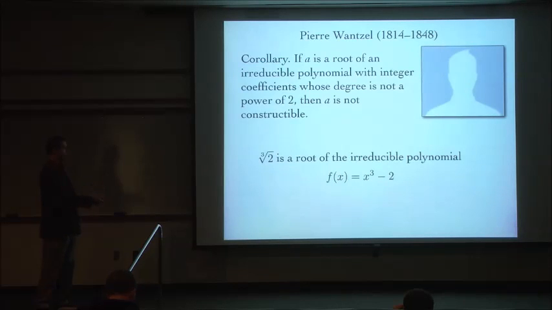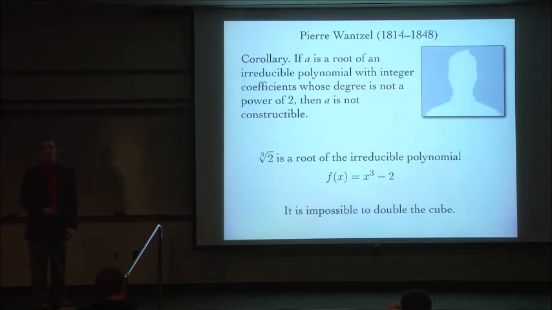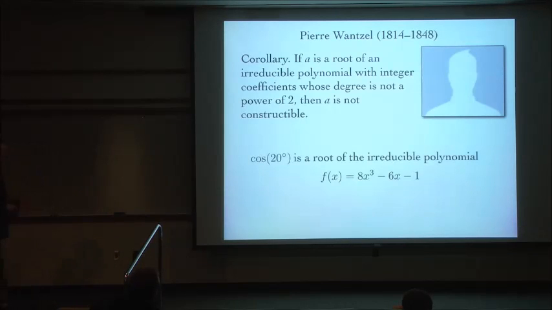And therefore, 3 is not a power of 2, and therefore it's impossible to double the cube, just like that. So it's impossible to double the cube. Okay, let's look at the angle trisection problem. The angle trisection problem says, is it possible to trisect any angle you give me?